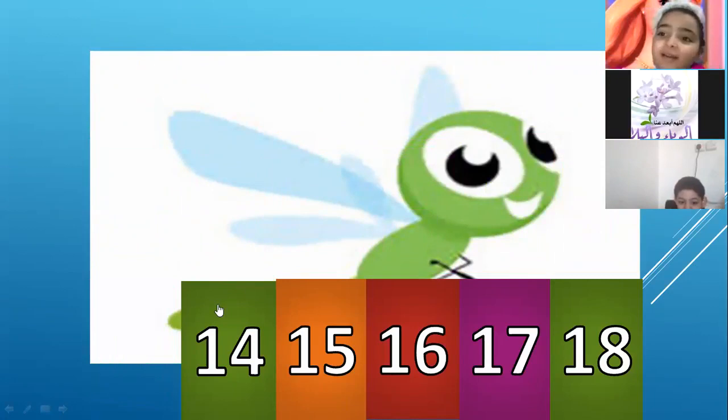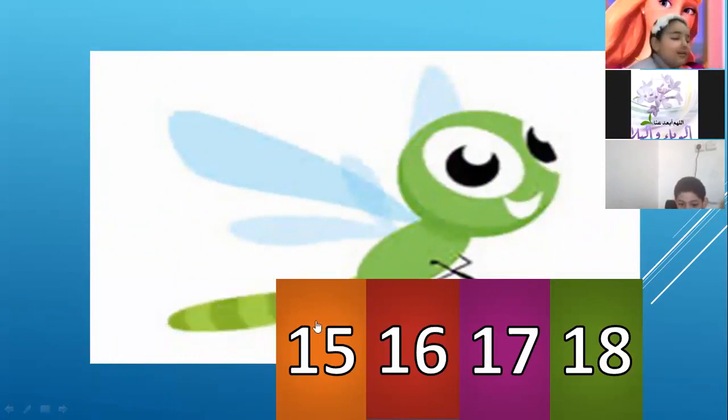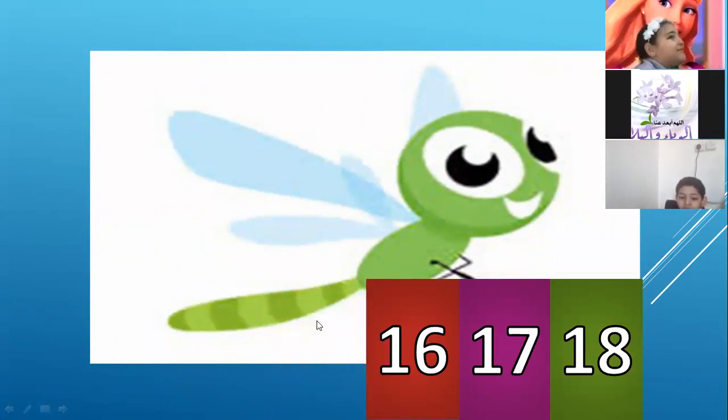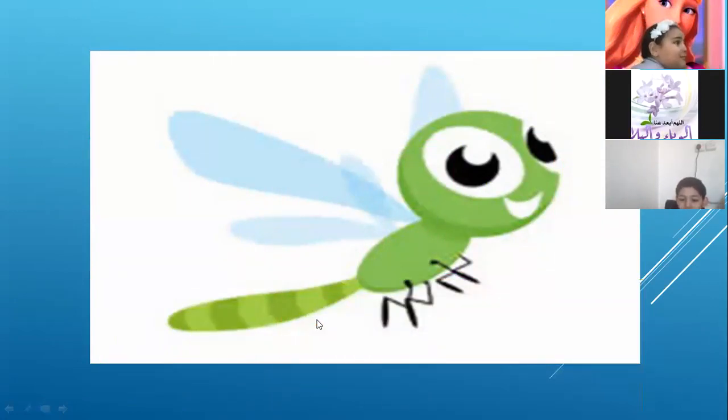1, 2, 3, 4, 5, 6, 7, 8, 9, 10, 11, 12. Insect. Can you tell me where we can find the sound of I in insect? At the beginning, the initial position, or at the middle position? Beginning. So this is at the initial position. Can you tell me more words that have I at the initial position?